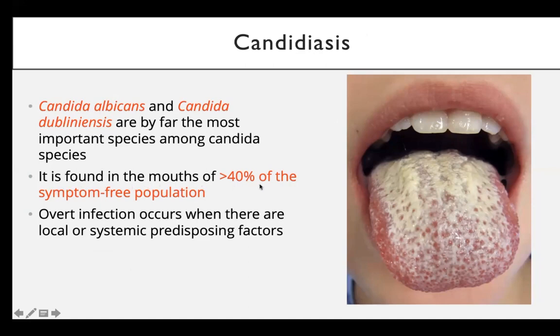It is found in the mouths of more than 40% of the symptom-free population. So we are symptom-free, and among 100 of us, about 40 people normally have this Candida species in the mouth, but do not cause disease because we are healthy individuals. We are not immunocompromised or otherwise unhealthy. Overt infection occurs when there are local or systemic predisposing factors. These predisposing factors allow the infection to come out and cause candidiasis.